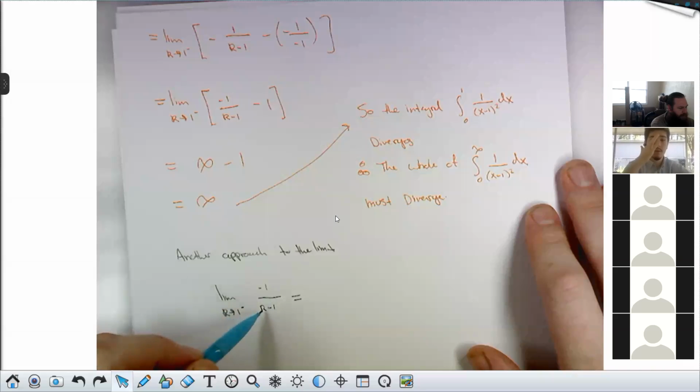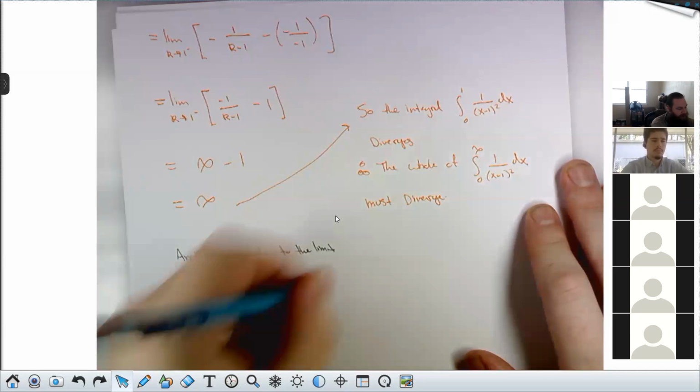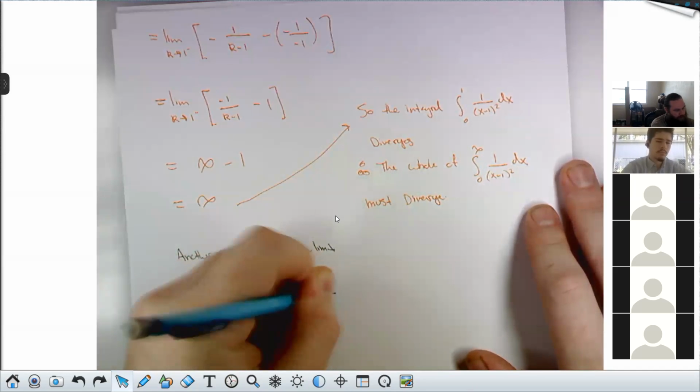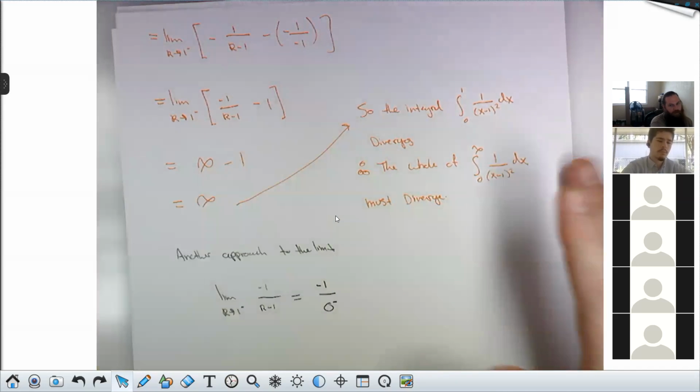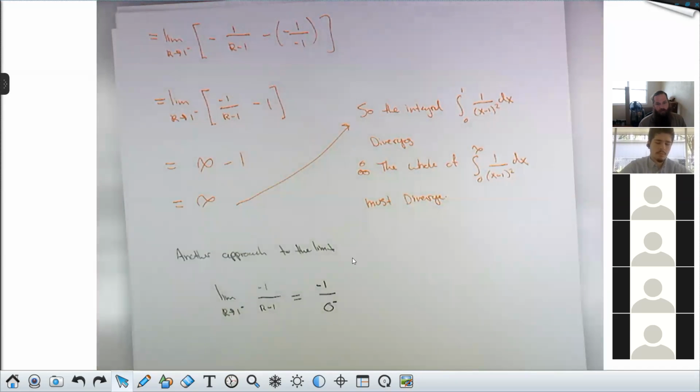If I imagine r is a number very, very close to 1, but slightly to the left of 1, then r minus 1 will be very, very close to 0, but it will be negative. So this is like negative 1 over something very close to 0, but negative. And one way of writing that is this, right? Writing the 0 with a little minus here is like, yeah, okay, this piece is going to 0, and it's doing it in a negative way.